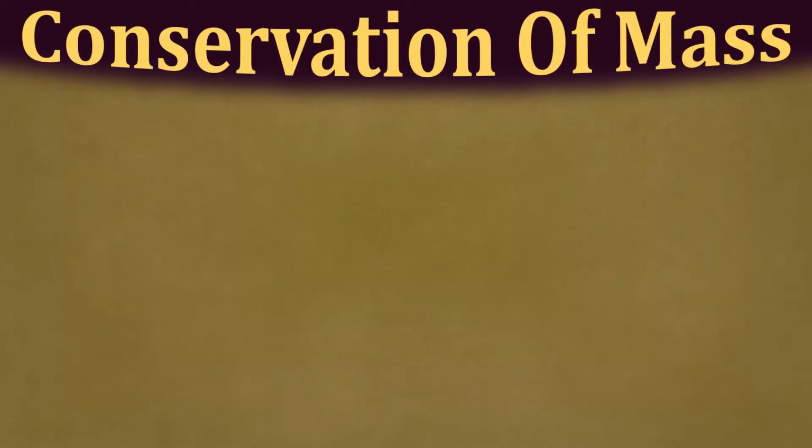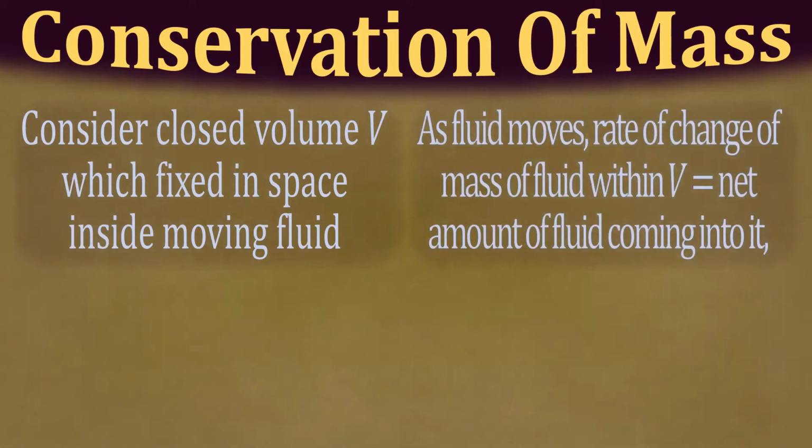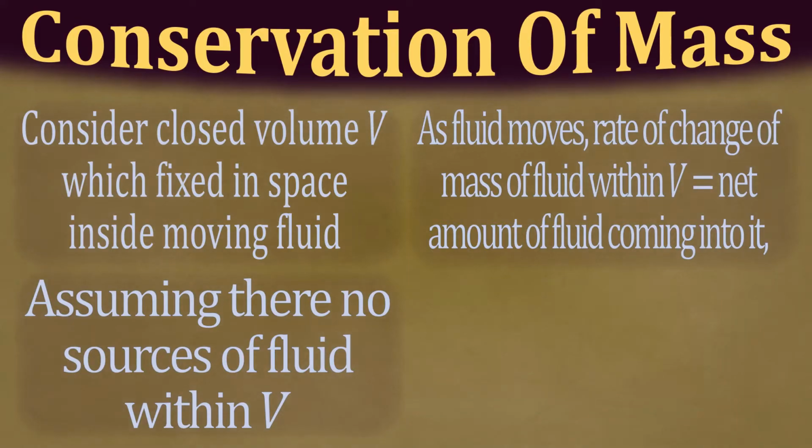Consider a closed volume V which is fixed in space inside a moving fluid. As the fluid moves past, the rate of change of the mass of the fluid within V must equal the net amount of fluid coming into or out of it, assuming there are no sources of fluid within V. So, the equation of conservation of mass, also known as the continuity equation, is that the material derivative Dρ/Dt plus ρ times the divergence of u is equal to 0.